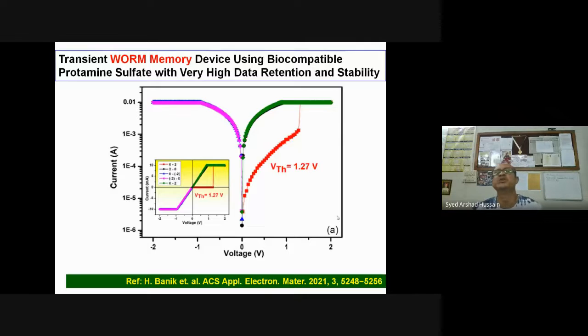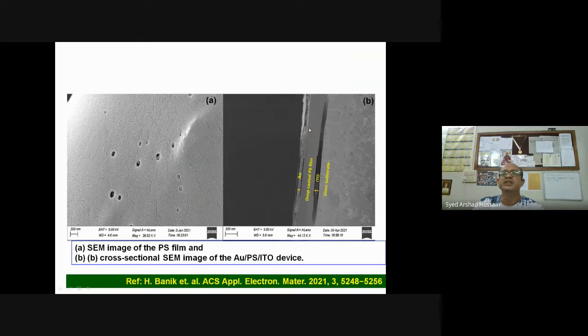And here we use a biocompatible material. This is a protein, and we have seen that ROM devices can be prepared using this. And you see, this is the device structure. This is the glass substrate. This is the ITO, and this is our protamine film. And the thickness is of the order of 100 nanometer. And then again, electrode.